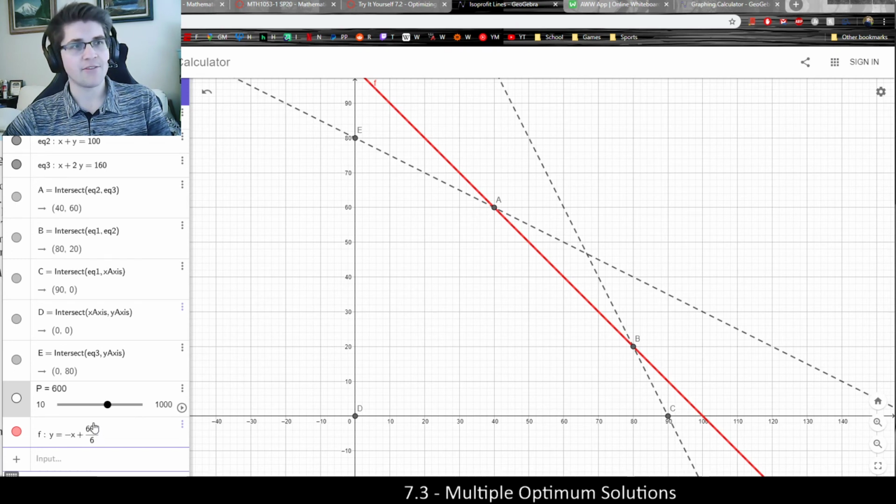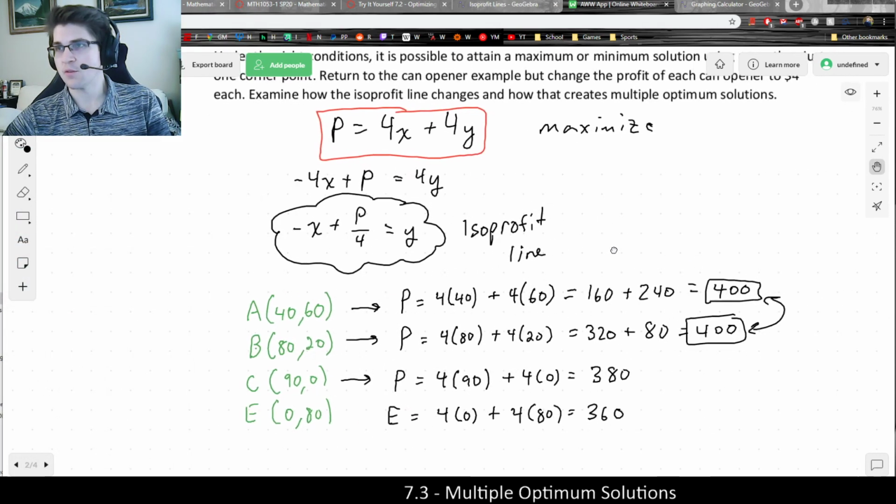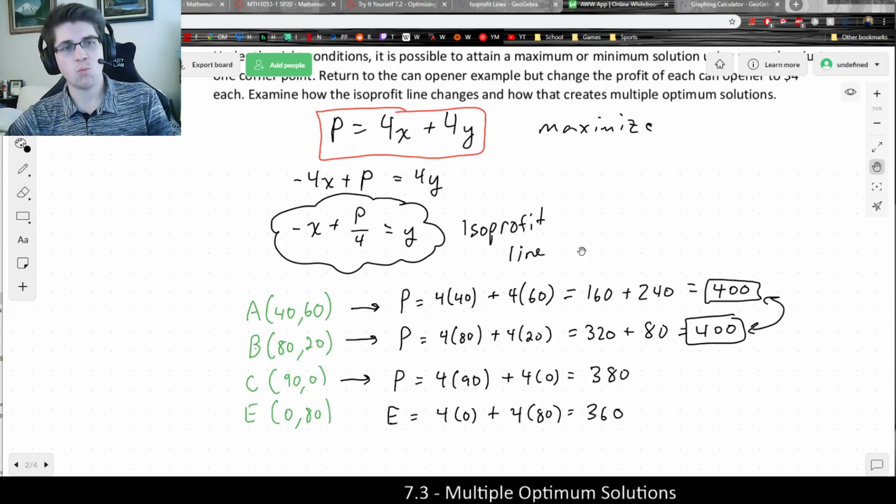And for some reason, I'm getting a different answer in my graph. Oh, you know what? I forgot to change one of the equations here. So this is actually wrong, but the idea is still sound. The numbers just weren't matching up with what I'm doing over here. But this is right based on the new parameters, which tells me that my optimal profit should be $400.